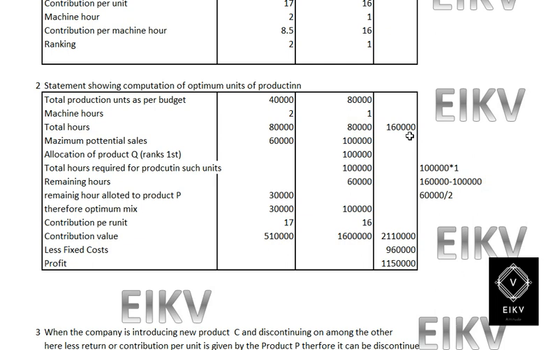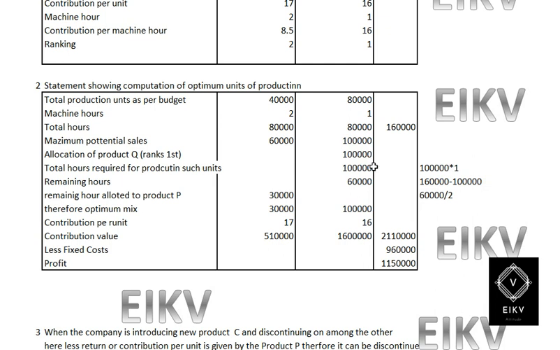These hours should be allocated in such a way as to get the maximum profit from these products, the mix in which you will get the maximum profit. The maximum sales potential is 60,000 and 1 lakh. First we need to take the first rank item, which is product Q. So we need to allot 1 lakh units multiplied by the machine hour, which is 1. So 1 lakh into 1 will give you 1 lakh.